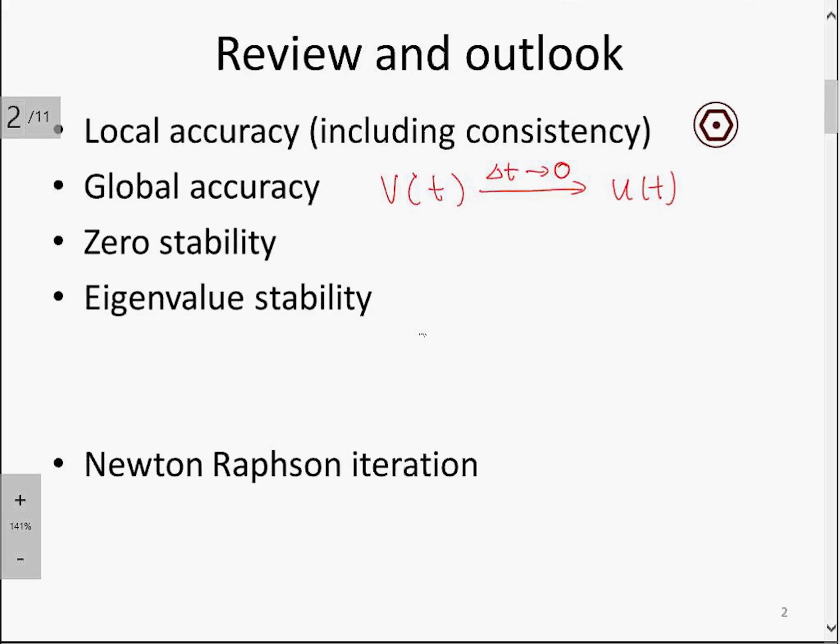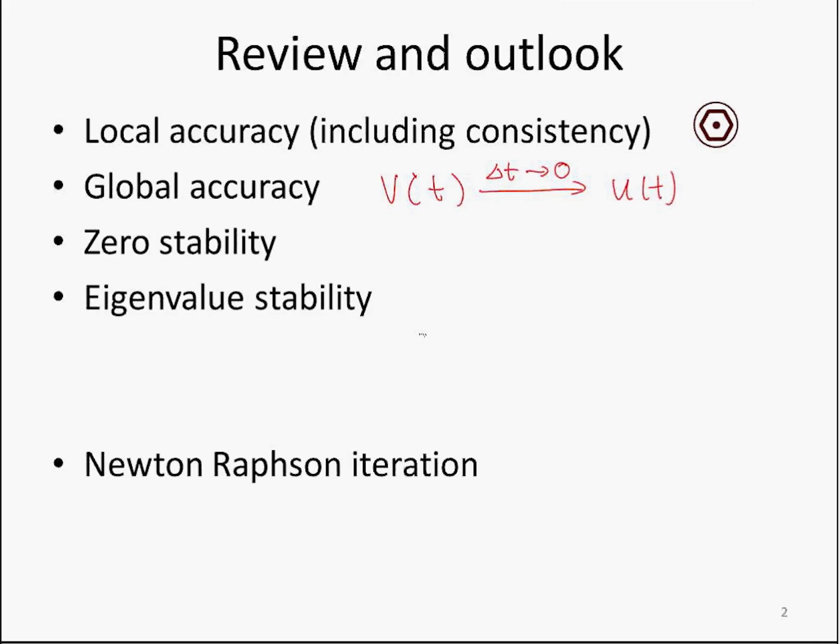Of course I can check global accuracy by applying my scheme to a particular differential equation. But is there a way I can know if a scheme is globally accurate or not without applying it? Yes, that's the answer I'm looking for. If the scheme is locally accurate, which is also consistent, and it is zero stable, then I know whatever differential equation I apply it to, I'm going to get global accuracy, right? This is a good thing because it is independent of what differential equation I look at. If I can show local accuracy, which doesn't require me to implement anything, I just do what? How do I show local accuracy? Taylor series, right? You can show local accuracy by applying Taylor series analysis.